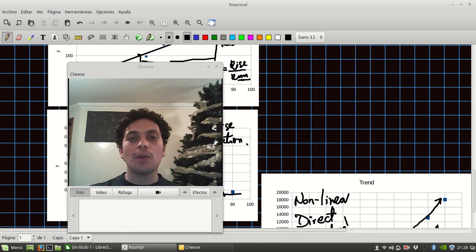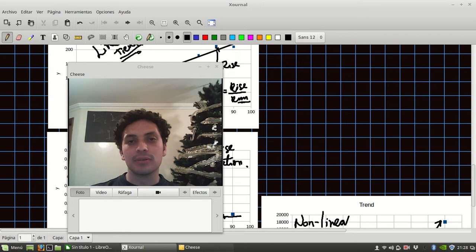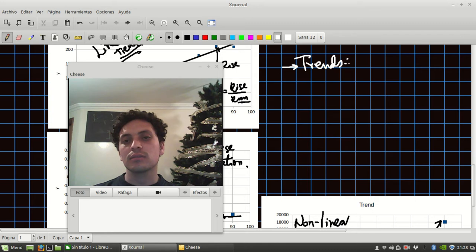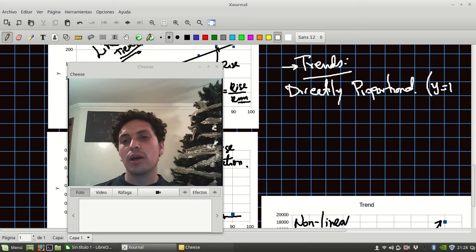So to sum up, we see 4 types of trends. The first is directly proportional. Remember, y equals kx. The second is a linear trend. So remember, linear trend is mx plus b.